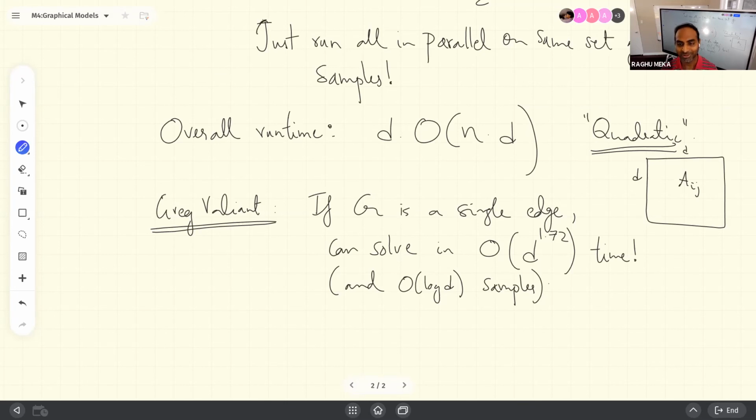And we don't know how to do it if I have, let's say, 2 edges or 3 edges. You can probably hack it out if you have a few edges, but for general graphs, we have no clue how to beat this d squared runtime. But that's another great question that shows up in all places. If you're curious, this d to the 1.72 uses all kinds of algebraic tricks and fast matrix multiplication.